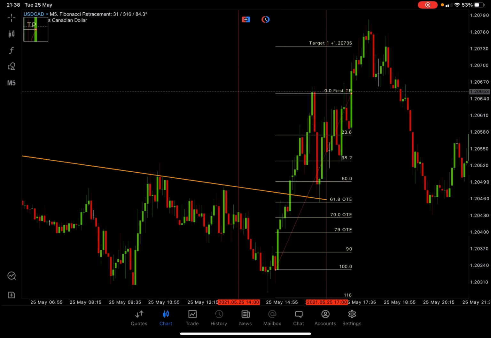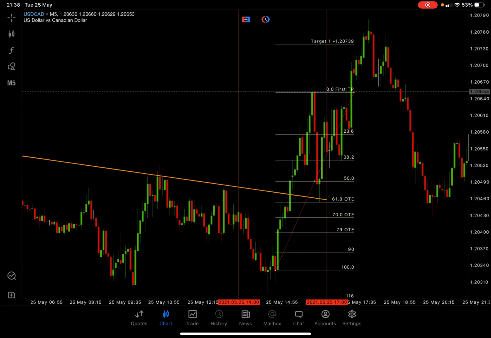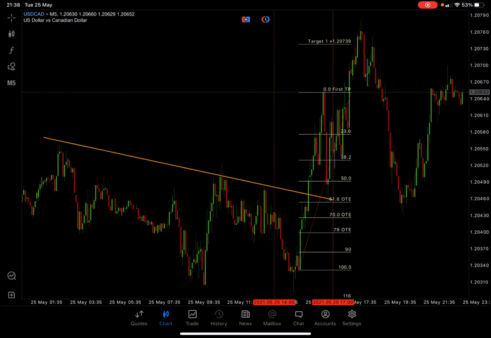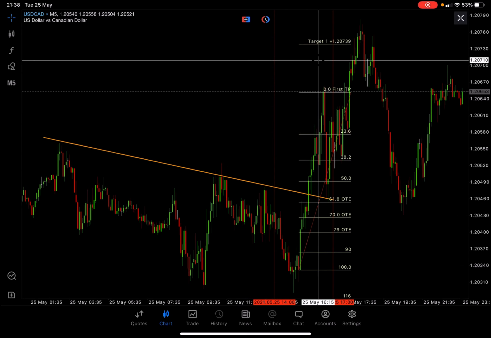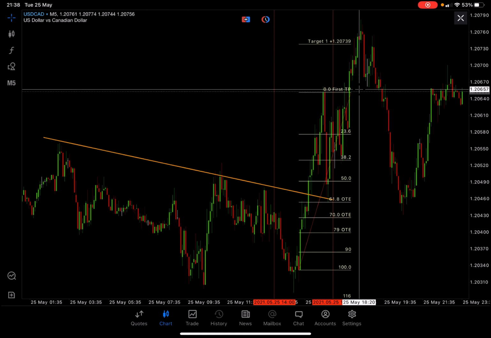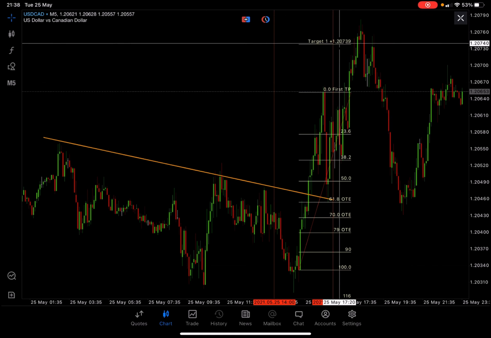Drag that from there to there, and you can see we literally come down exactly to the optimal trade entry level, bounce off it and go up. And so that's likely to go up a bit more. That was the second retest. So we went to target one on there.